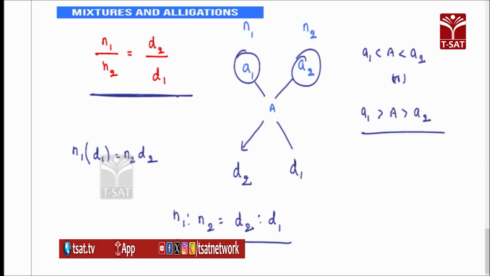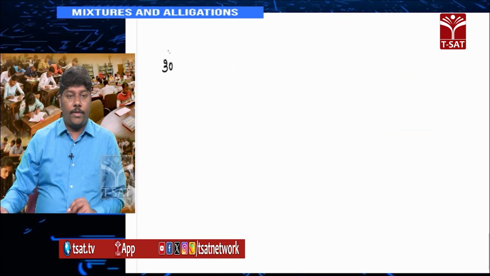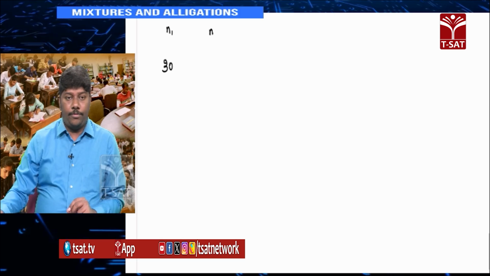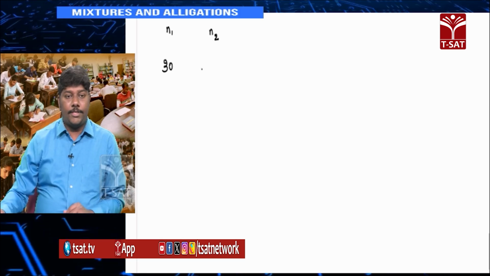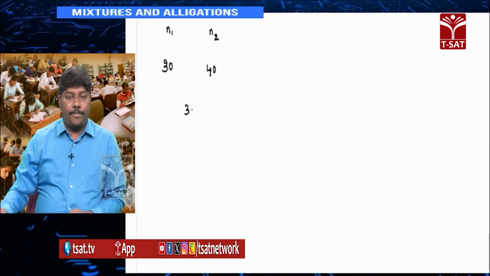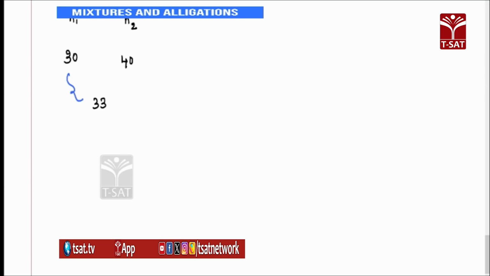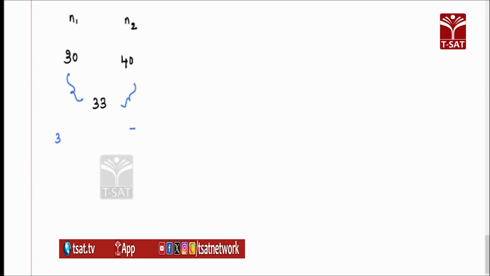Suppose how do I take the differences? Let's see here clearly. Forget about N1 and N2. I have average 1 that is 30, average 2 that is 40. I take any number which is in between them, 33. So what is your D1? Positive difference you take it. D1 is 3. What is your D2? D2 is 7. So this is equal to D1, this is equal to D2.